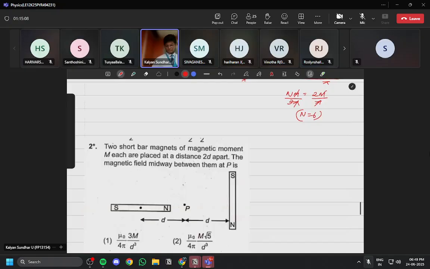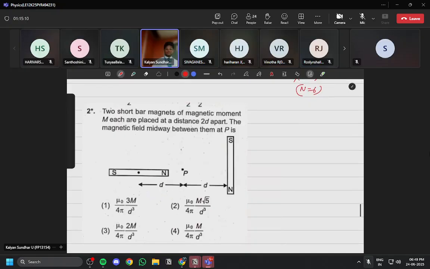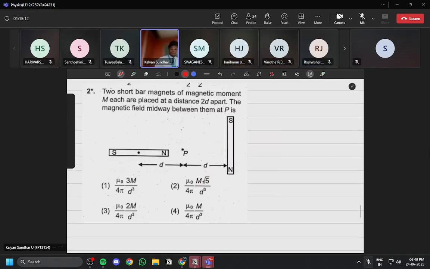This question: two short bar magnets, each of magnetic moment M, are placed with a distance of 2d apart. The magnetic field midway between them, at P, will be how much?